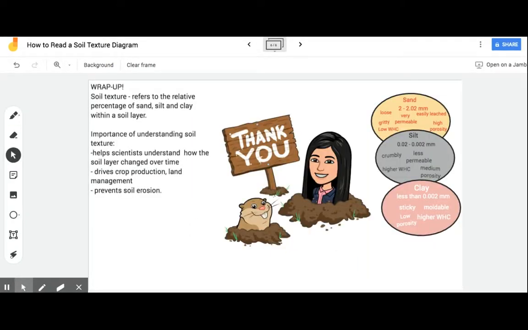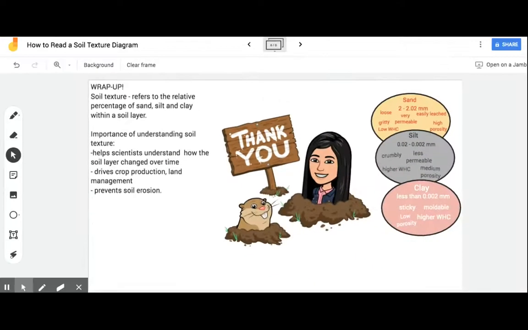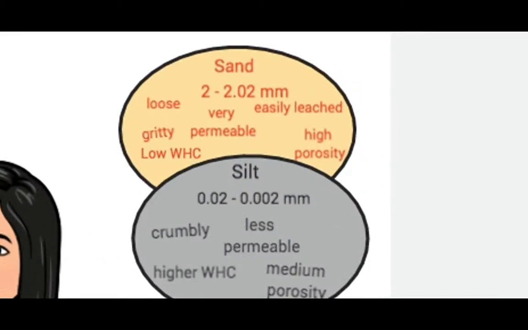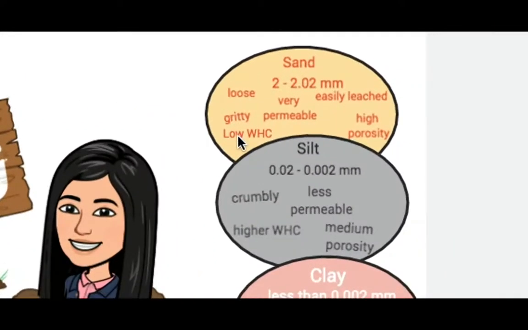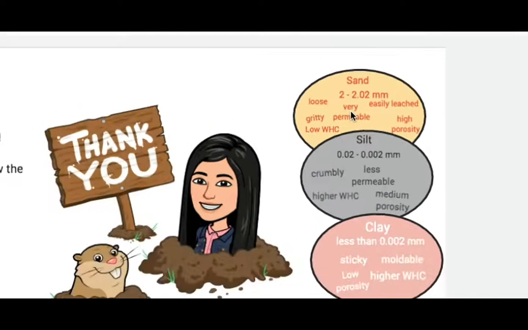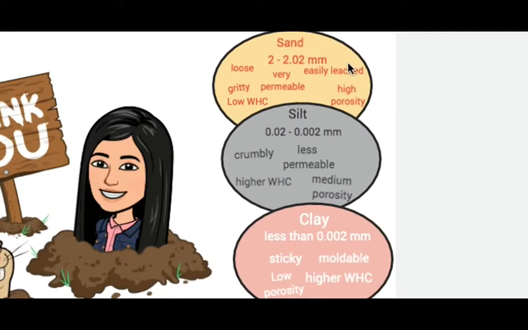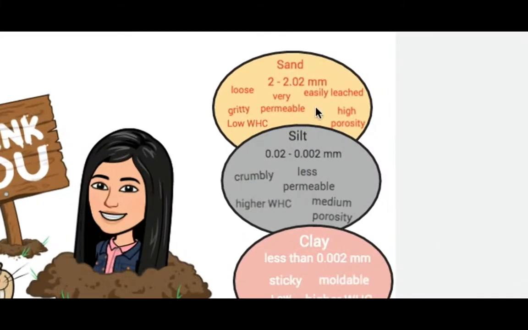So now we know that soil texture refers to the relative percentage of sand, silt, and clay within a soil layer. Aside from soil texture, here's also a summary of sand, silt, and clay features. Sand is loose, gritty, it has low water holding capacity, very permeable, easily leached, it has high porosity, and the particle size is approximately ranging from 2 to 0.02 millimeters.